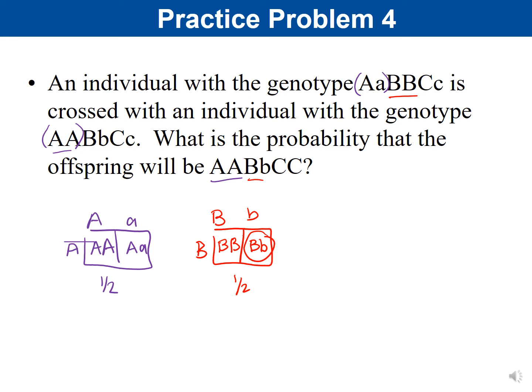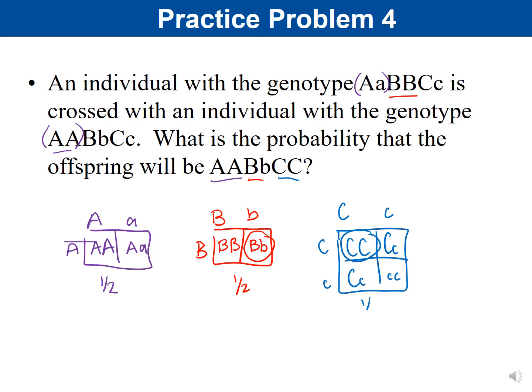And then lastly, we just cross our C's. So big C, little c is crossed with big C, little c. Fill in our Punnett square. So big C, little c, big C, little c, little c, little c. And I'm looking for big C, big C, 1/4.